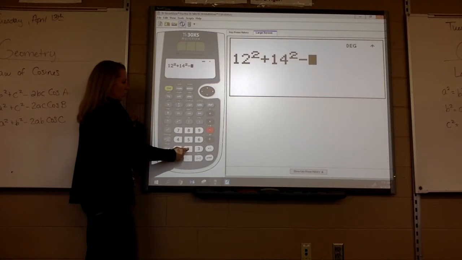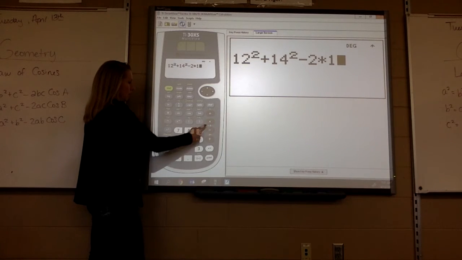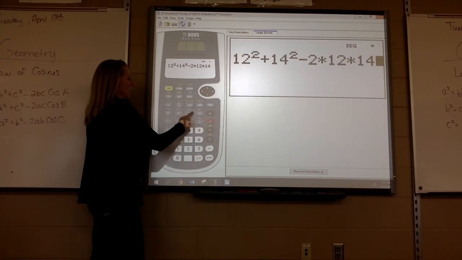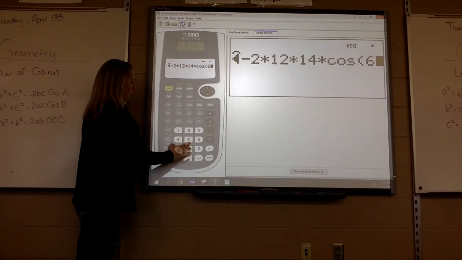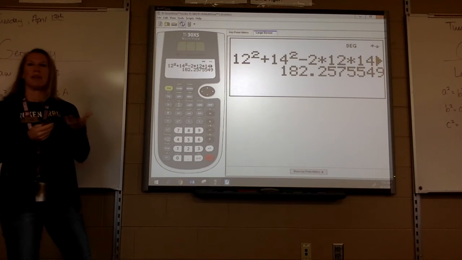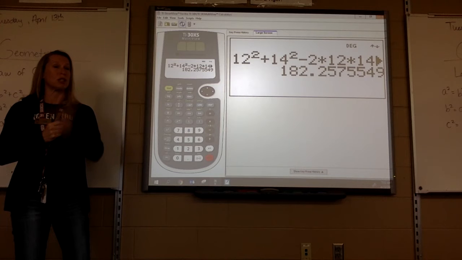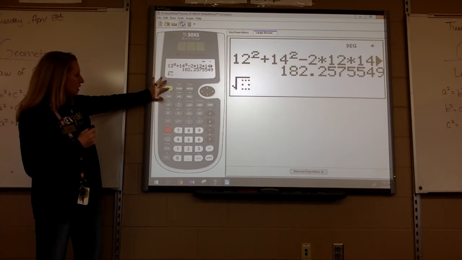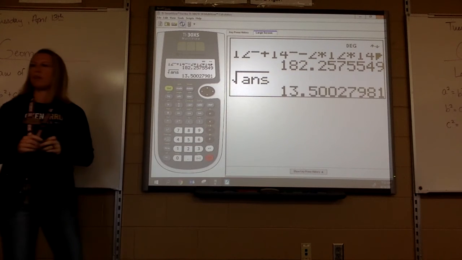Minus 2 times each of those numbers. 2 times 12 times 14. And then times cosine, what was the angle? 62. So 182, is that my answer? No, I have to square root it because that's what x squared is. So second answer: 13.5. x squared is 13.5.